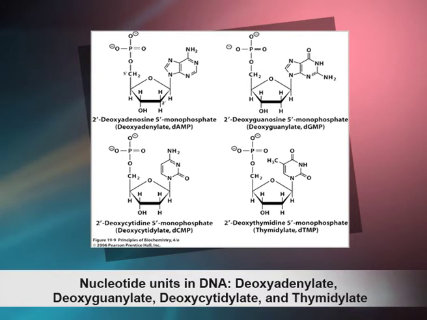Please see the figure on screen. It shows the nucleotide units in DNA. First one deoxyadenylate, second one deoxyguanylate, third one deoxycytidylate and fourth one thymidylate.